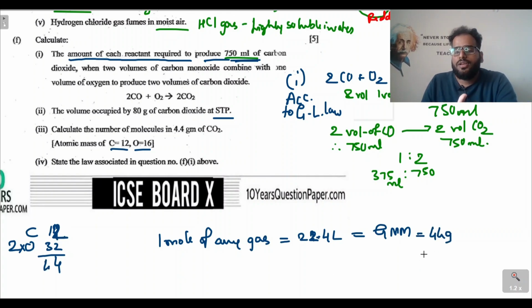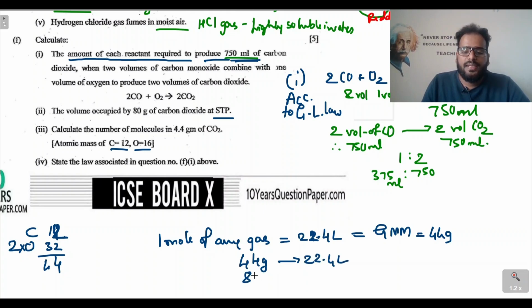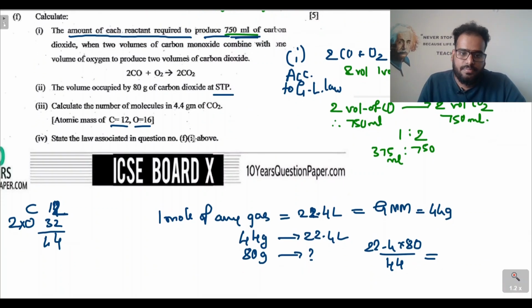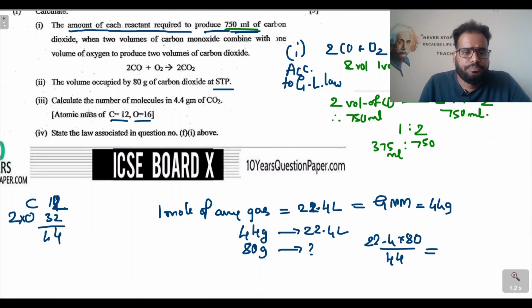So if you take 44 grams, your volume will be 22.4 liter, but you are taking 80 grams, so how much will it be? For 44 grams it is 22.4 liters, for 80 grams how much? So 22.4 into 80 divided by 44, whatever the answer is, that will be your answer. Okay, simple calculation you do.